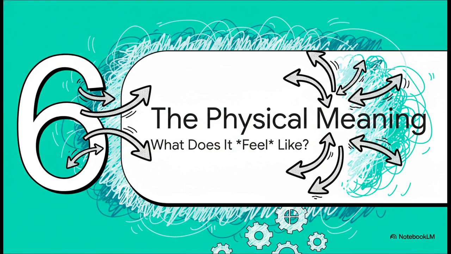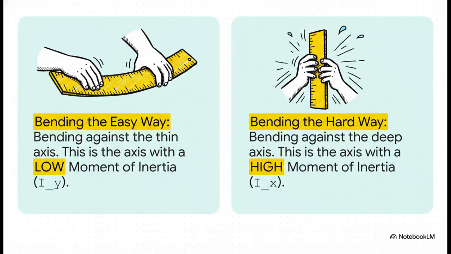Okay, so we've done the math, we've seen the applications, but let's get physical. What does I actually represent? What does it feel like? It all comes down to one word: resistance. The absolute best way to get an intuitive feel for this is to grab a flat ruler. Seriously, if you have one nearby, grab it. Try to bend it across its thin dimension. It's super easy, right? It barely puts up a fight. That's because you're bending it about an axis with a very low moment of inertia. Now, turn that ruler 90 degrees and try to bend it the hard way against its deep side. It's incredibly stiff. You're now fighting against an axis with a very, very high moment of inertia. That physical struggle, that resistance you feel, that is moment of inertia in the real world.